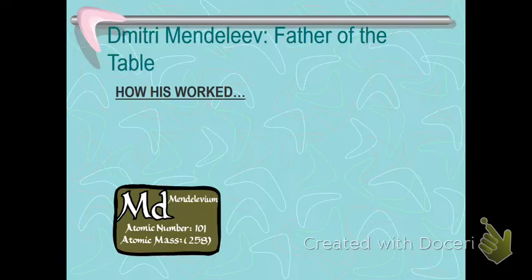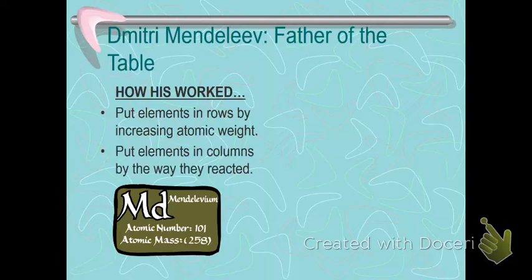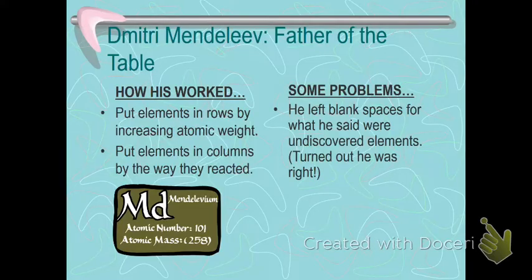And this is how he discovered this pattern. He decided to put the elements in rows by their increasing atomic weight or atomic mass. You could put mass there instead if you would like, because nowadays we say mass, not weight. He put the elements in columns by the way that they reacted. So he noticed that there were some similar properties, and so he put them in order and by columns and rows. But there were some problems.